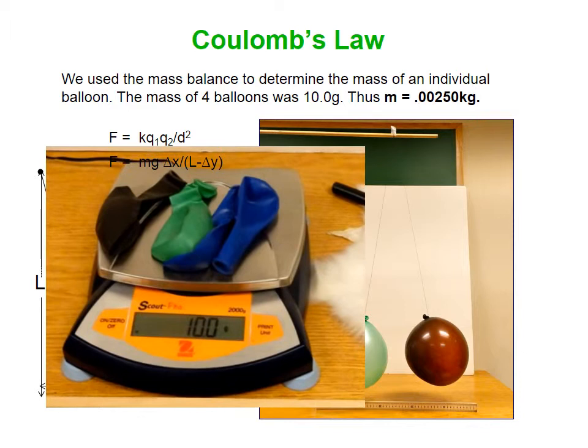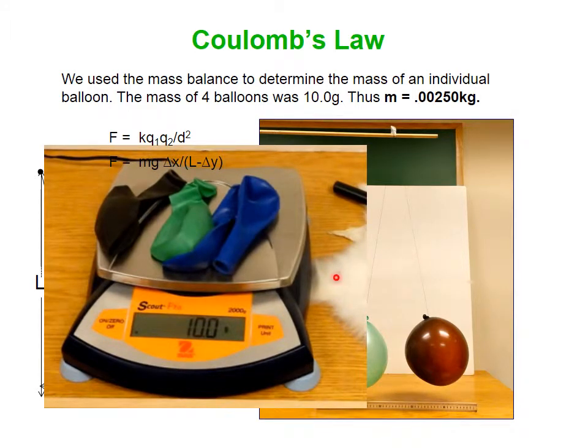We used the mass balance to determine the mass of the individual balloons, so it's 10 grams for the 4 balloons that are on the scale. That allowed us to conclude, again assuming the masses of the two balloons were the same, the mass is 0.00250 kilograms.